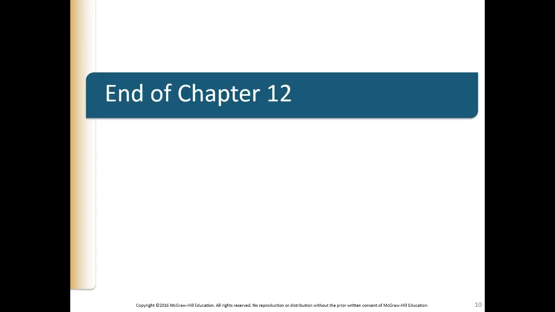Chapter 12 is very, very short. Just some ratios to memorize and the vertical analysis and horizontal analysis statements to work through. So good luck with your studies.